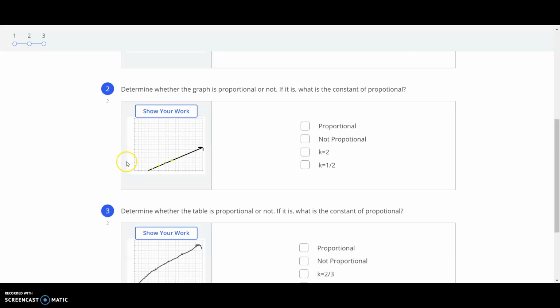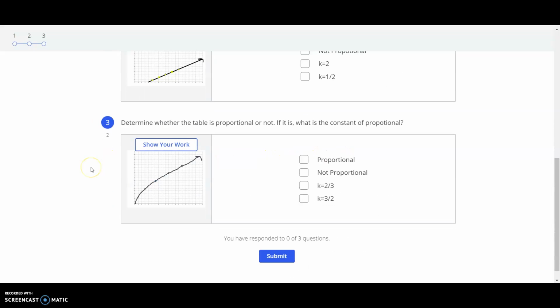Same thing, number 2, say if it's proportional or not. If your answer is not proportional, you just click not proportional, and you don't have to click anything else because it won't have a constant of proportionality. And then same thing for number 3, tell me if it's proportional or not. If not, just click not proportional. If it is proportional, tell me what the K value is. Okay, so go ahead and submit those.